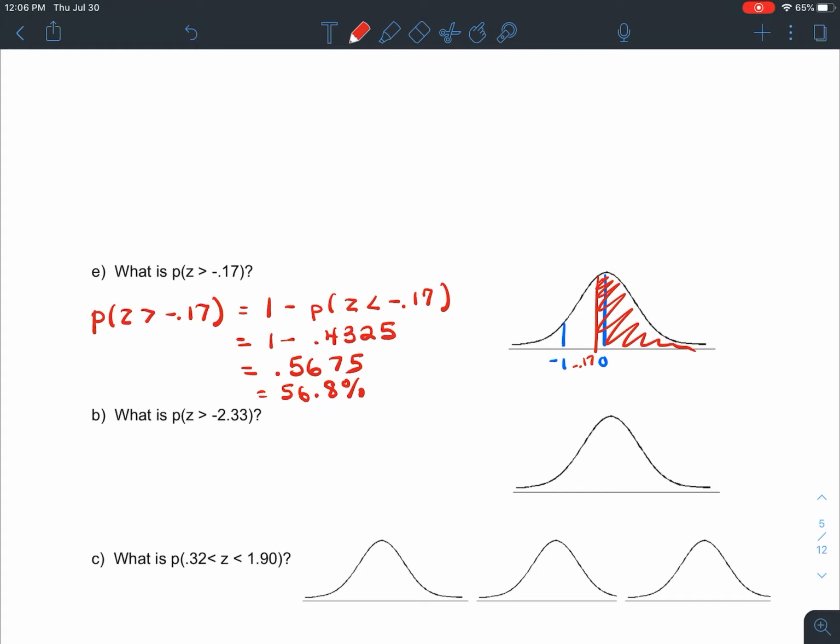Okay, so you see how we did that. We have to kind of subtract the area from the left of the z-score, subtract that off of 1 to get any areas to the right of the z-score. Okay, let's try another one here.